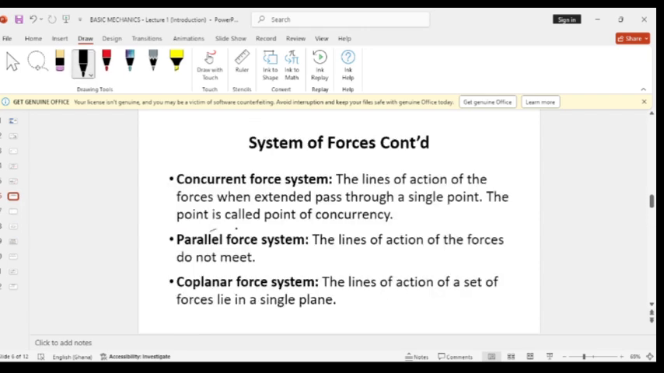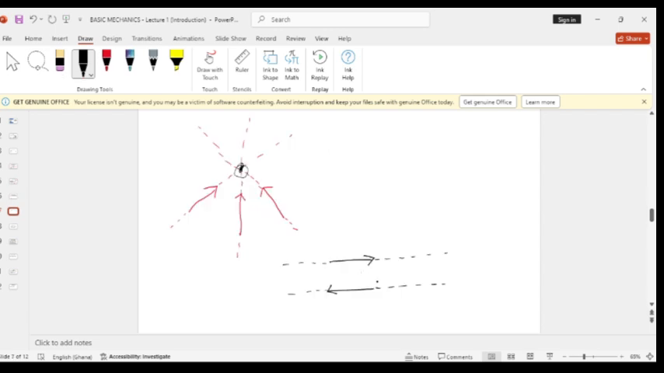Then the next example we're talking about is the parallel force system. For parallel force systems, their lines of action do not meet. This particular example is a very typical example of a parallel force system. So this one is concurrent, and this one is a parallel force system. No matter how long I extend these lines of action, they are never going to meet. So for a parallel force system, the lines of action never meet.